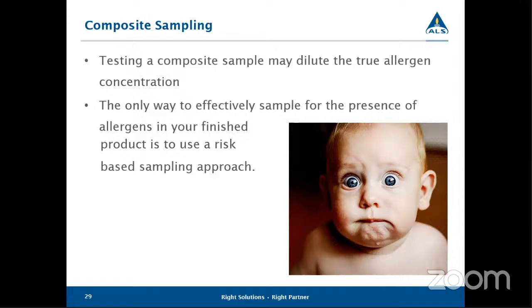We recommend compositing should be done only with caution. Testing the composite may dilute the allergen. If you only had one positive pallet out of the 10, you've potentially diluted that allergen so that it may not be detected anymore. And so now you have product that, as it gets to the end stage, is maybe checked, found to contain allergen, and you've now lost 10 pallets worth of product, versus if you had checked them individually, you may have simply rejected one pallet of ingredient.